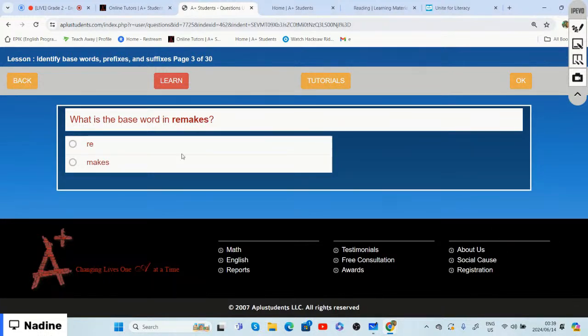We need to identify the base word within remix. The word that can stand on its own. Is it re that can stand on its own or mix that can stand on its own? If you look at that word, which word can stand completely on its own? It is a complete word. Can we say that re can stand on its own? We look at that word, just two letters. Is that a word? Or is mix a word that can stand on its own?